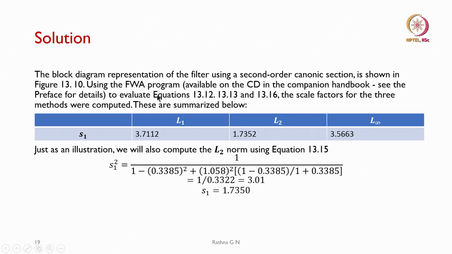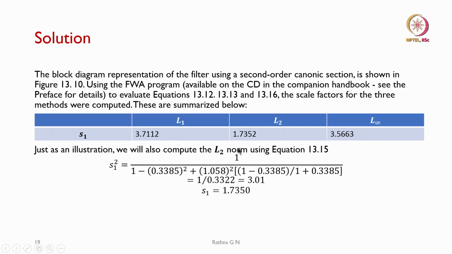So, you can evaluate all the equations in your book and then get the scale factors for the 3 methods. For the L1 norm it is 3.7112, for the L2 norm it is 1.7352, and for L infinity it is 3.5863.